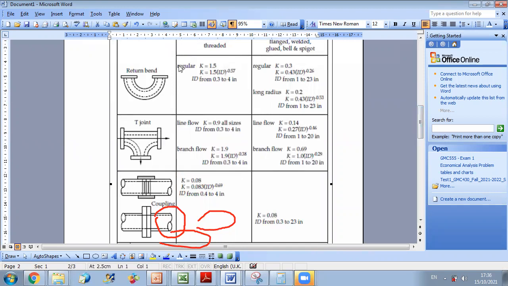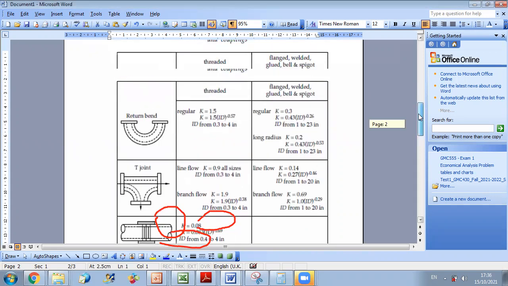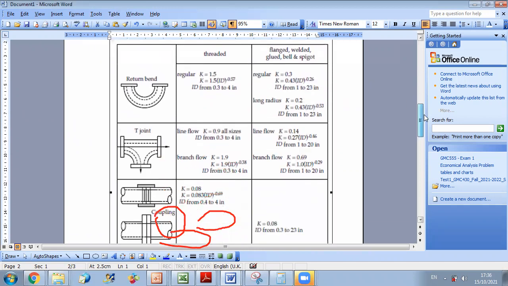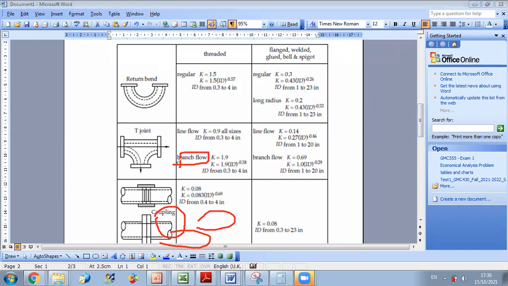This figure is for the T joint. As we said, there are two possibilities: we have line flow or branch flow. We also need to see if it is threaded, flanged, welded, or glued. Here they said that it's threaded. Okay, so this is of threaded type, and you have branch flow because the flow is turning in the middle of the T joint. So we should select K equal to 1.9.